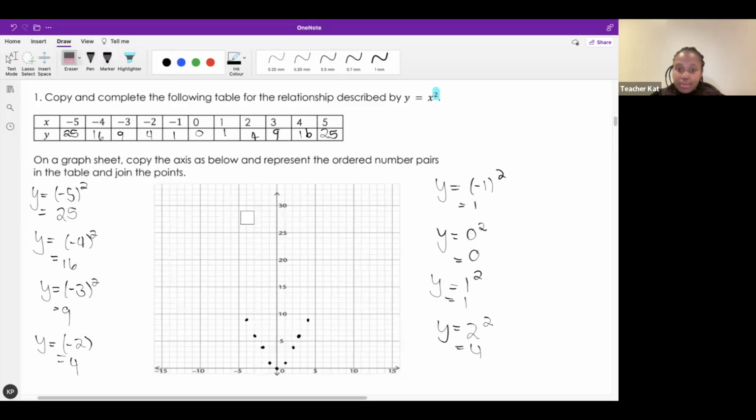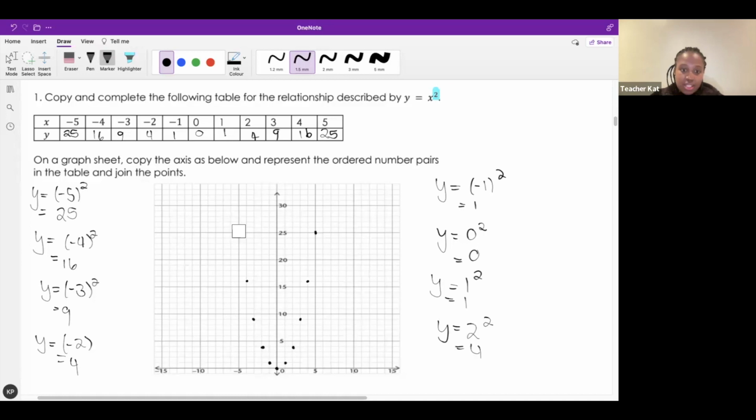4 is at 16. I just lost it. Okay, let's see. 1, 1, 2, 4, 3 is at 9, guys. 3 is at 9, which is over there. There we go. 4, that looks more realistic, like what I'm supposed to draw. 4 is up there, and 5 is at 25.